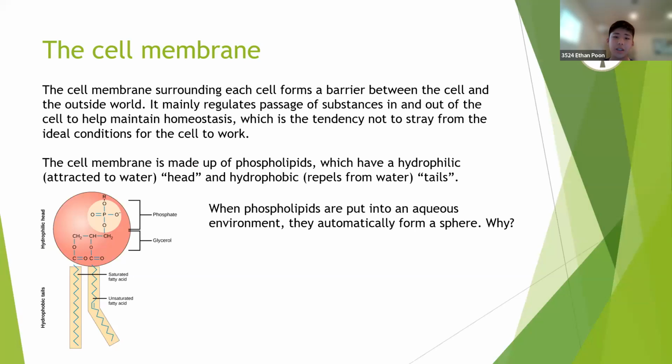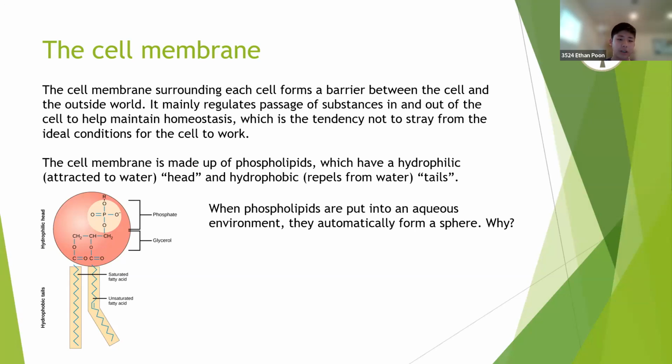So like some things in the cell have a specific pH value, a specific temperature, or a concentration of like sodium, for example. So the cell membrane helps regulate that so that it'll never be too high or too low.